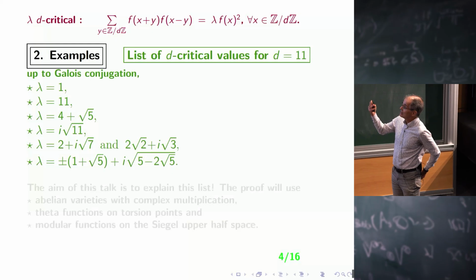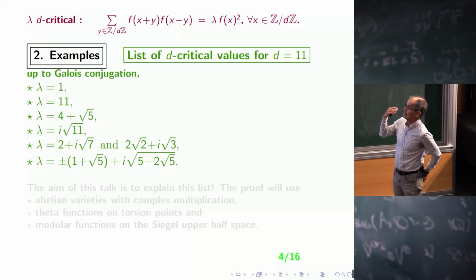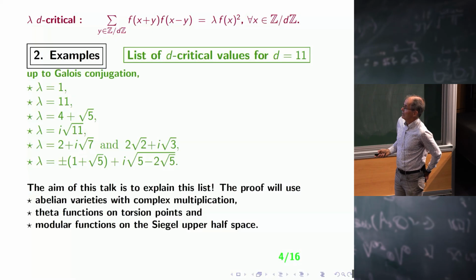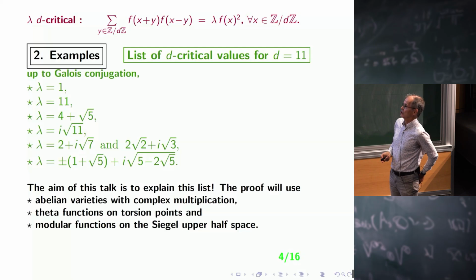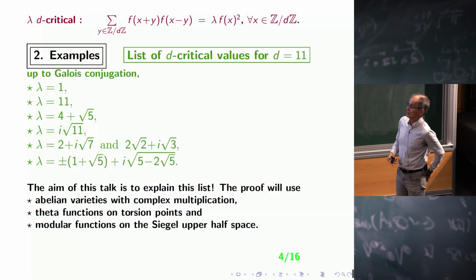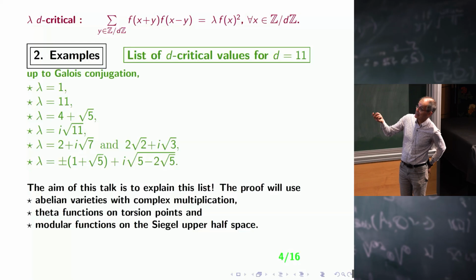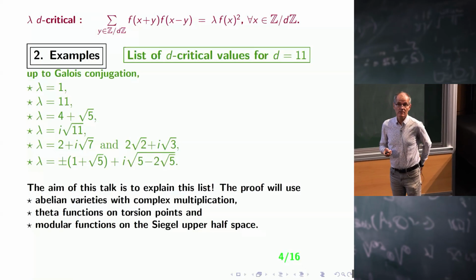Really, I started with this problem, and I did not expect any strong mathematics to enter into it. But right now, the only way I am able to explain these values, and it will be the aim of this talk, is that you need Abelian varieties with complex multiplication, and theta functions on torsion points, and the modularity of this theta function as a function on the Siegel upper half space to explain exactly these values.